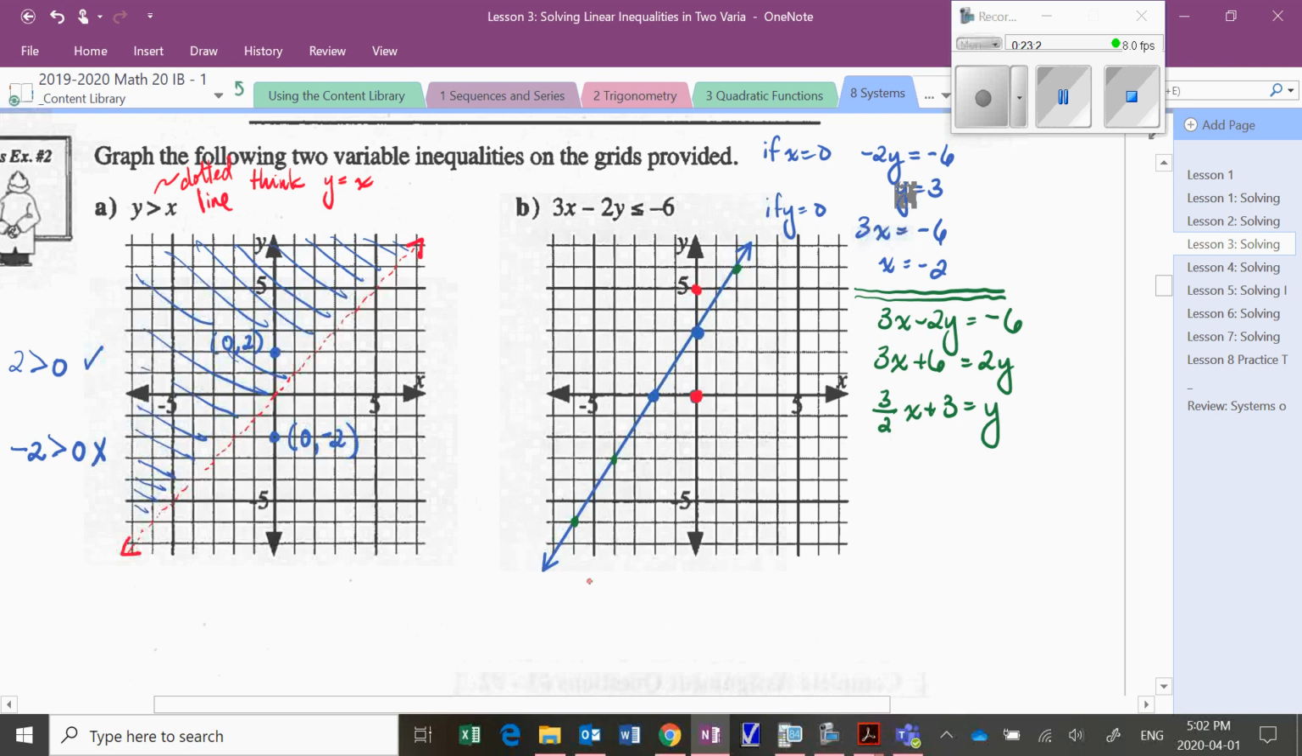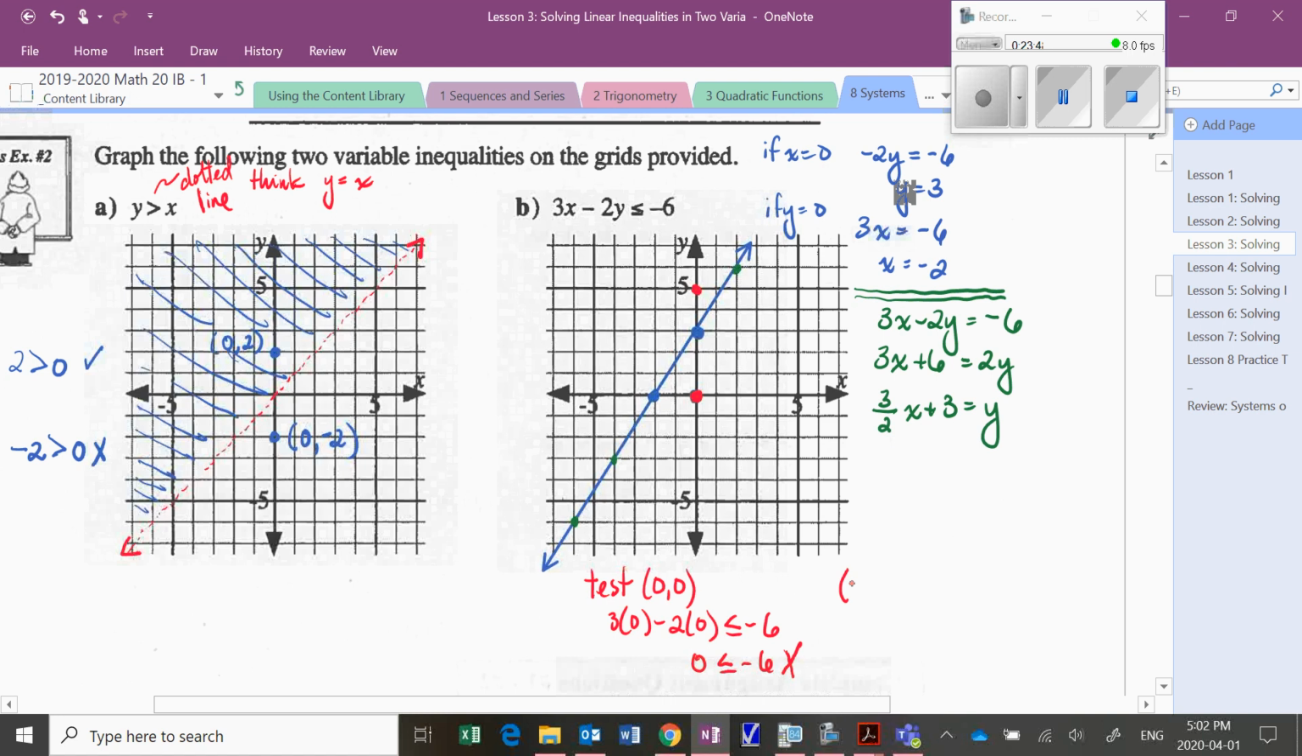So if we test (0, 0), then we would see that we've got 3 times 0 minus 2 times 0 is less than or equal to -6, and that is 0 less than or equal to -6. Sorry, that is not less than or equal to -6, so that is false. So hopefully the other one is going to work then.